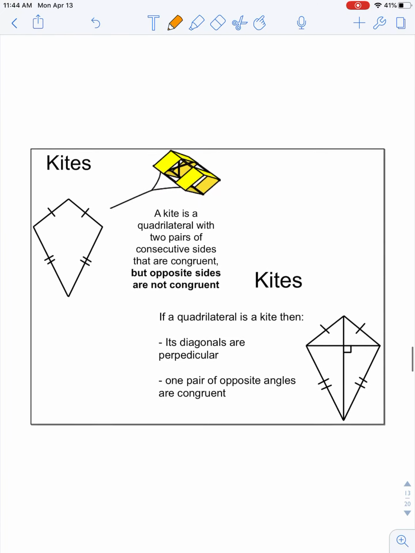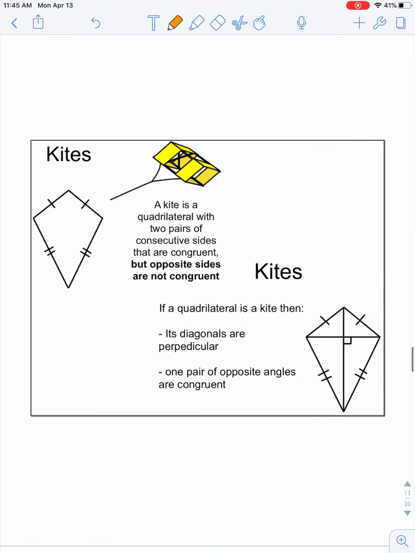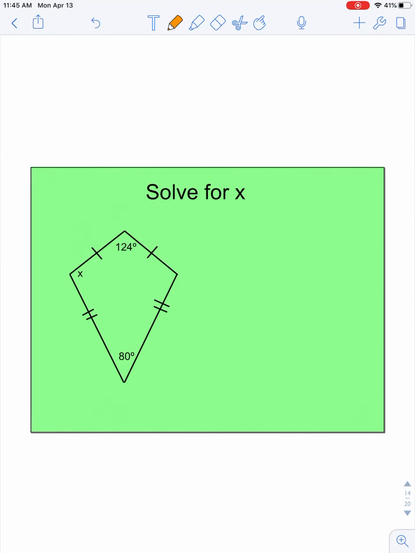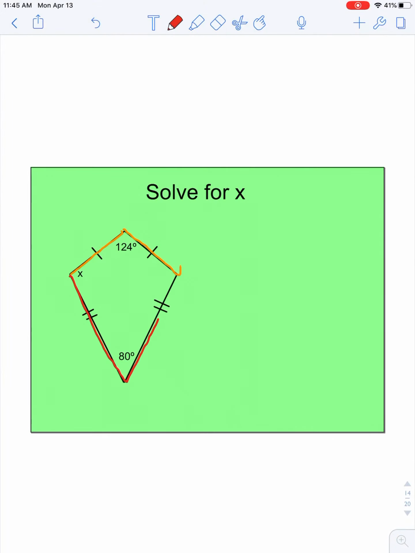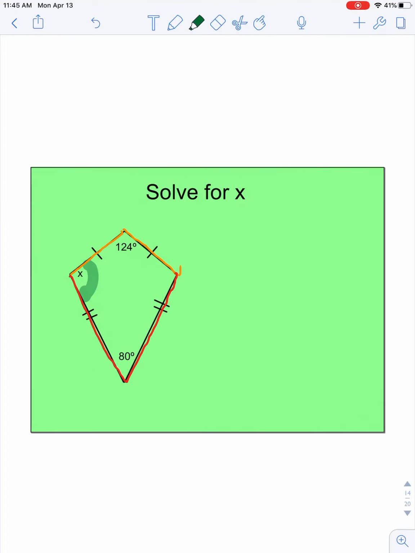Okay, so here's a summary again of kites. And again, I would pause the video and just kind of try to read and decipher. And then we'll go through just an example or two. So it says solve for x. Well, I can tell this is a kite because I have these two consecutive sides congruent, and I have these two consecutive sides congruent. So because of that, what I know is that there's one pair of opposite angles between the non-congruent sides. So that would be this angle right here and this angle right here are congruent.